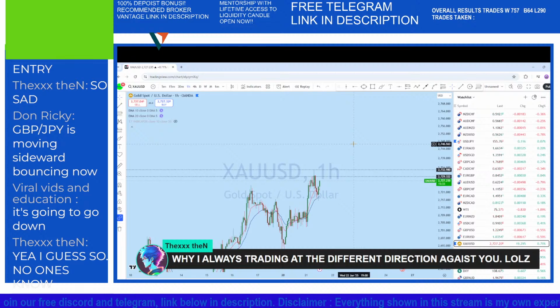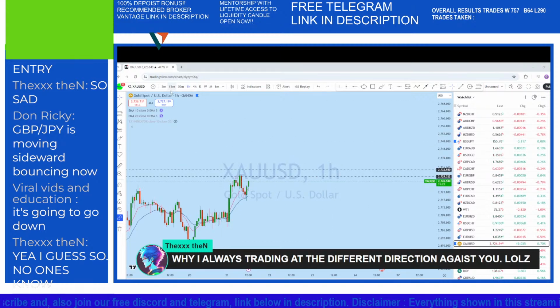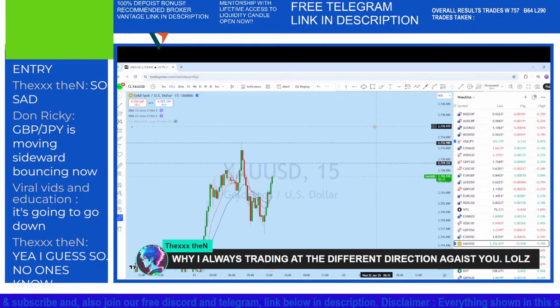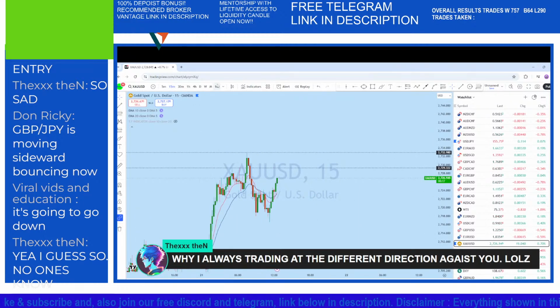Okay, so there was a little break. Let's come back here again. While GJ is running, let's look at the XAUUSD on the lower time frame again, the 1 minute chart.